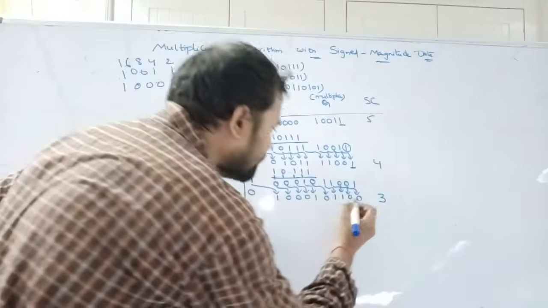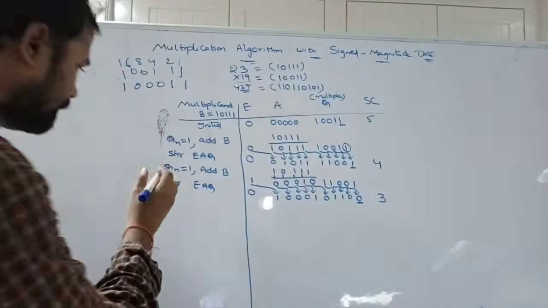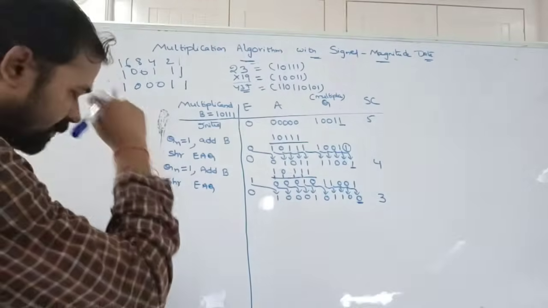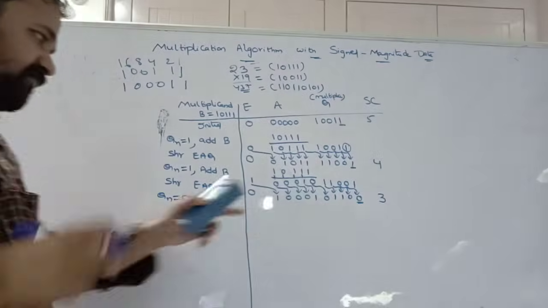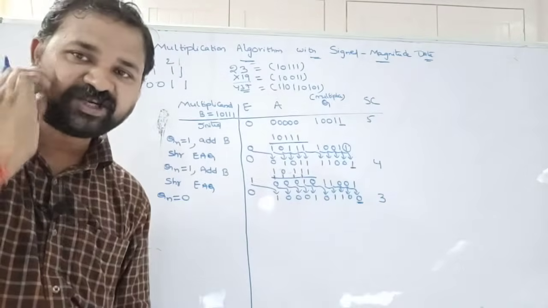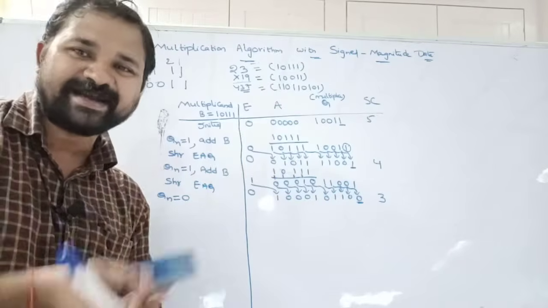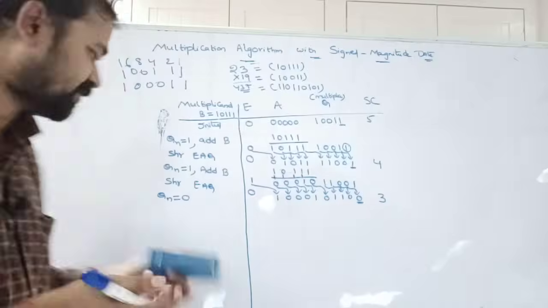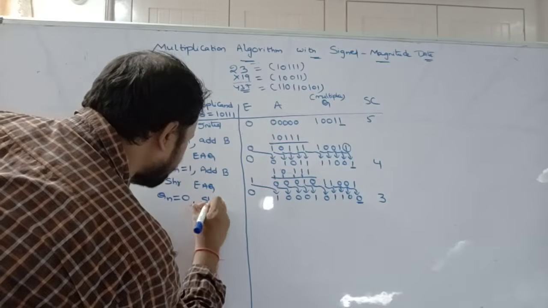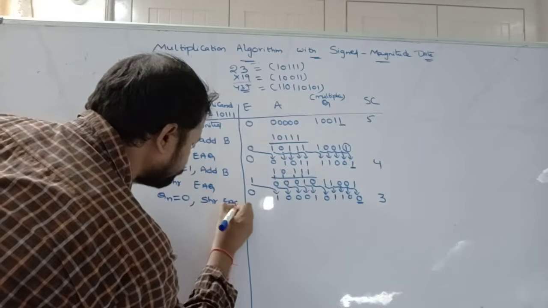So check the value of the Qn. What is the value of the Qn? Here this is nothing but second partial product. So Qn is equal to 0. If multiplier bit value is 0, then there is no need to perform any addition. Okay, we have to simply perform shift right operation only. So perform shift right operation on EAQ.